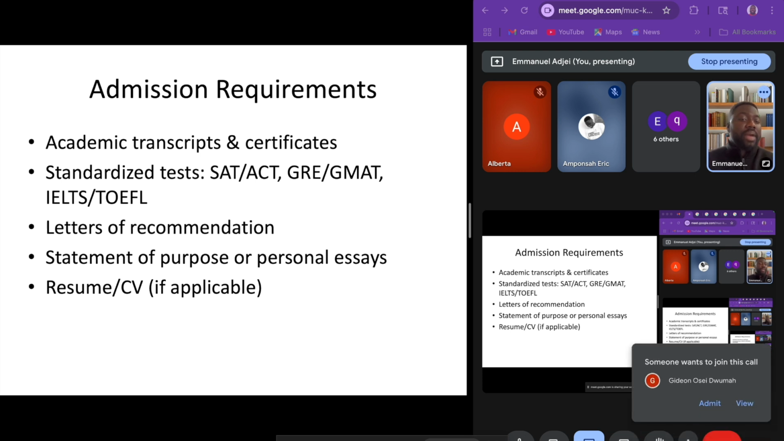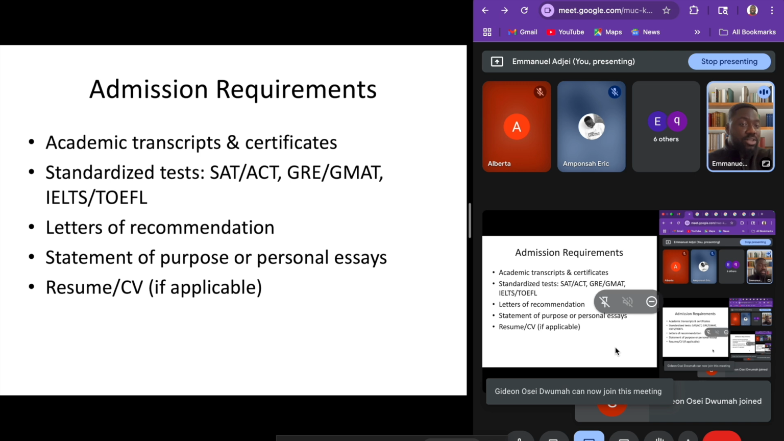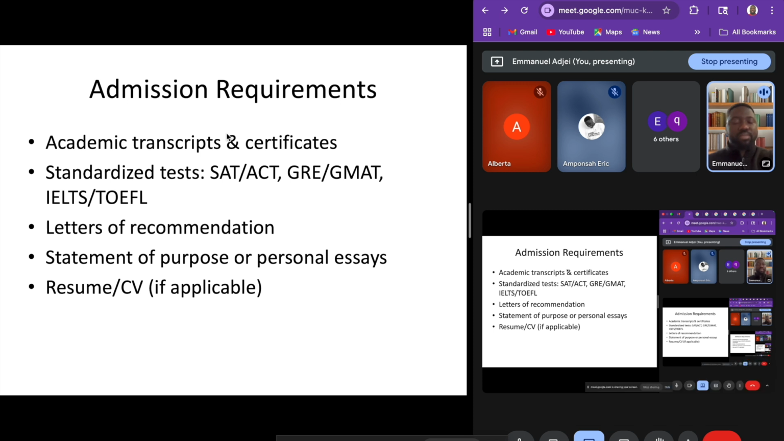So what do you need to apply? It's the same as the documents I was talking about. You'll always need two major documents that you have already worked on. You have that already. Your academic transcript, very important, very much required in the admission process. And then your certificates. Some universities may consider your certificate as part of the admission requirements. Some may not consider it, but you really need to get it done. So your academic transcript, your certificates.